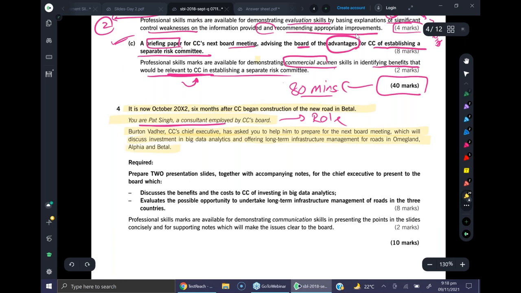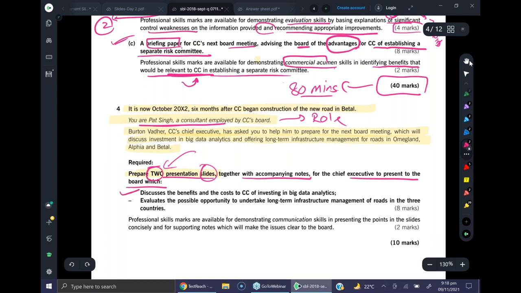So the requirement is to prepare 2 presentation slides. Now there is something which I want to very clearly mention. You use the response option of slides only when the examiner clearly tells you to prepare presentation slides. Is that clear? Please note it. And with each slide, you will have to make accompanying notes for the chief executive to present to the board. So there are 2 slides I need to make.